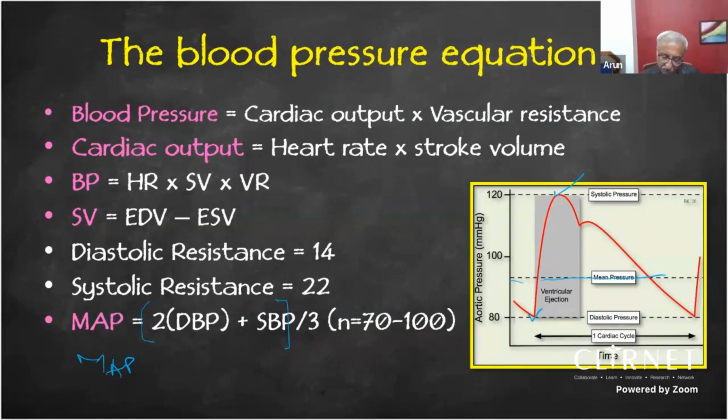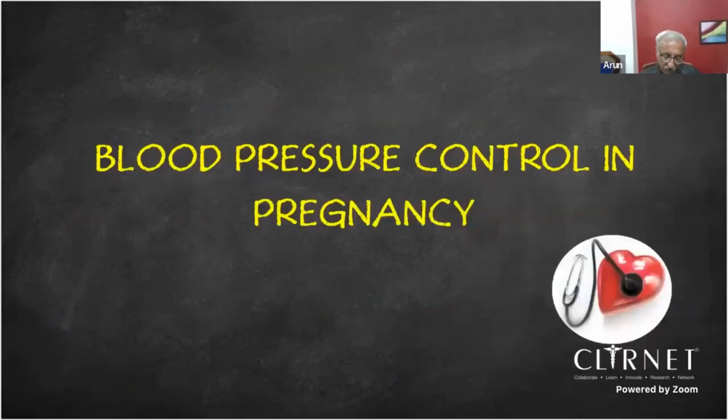And mean arterial pressure in normal circumstances is 70 to 100 millimeters of mercury. And this is the most important thing, more important than even systolic and diastolic taken separately. So this was the blood pressure equation.